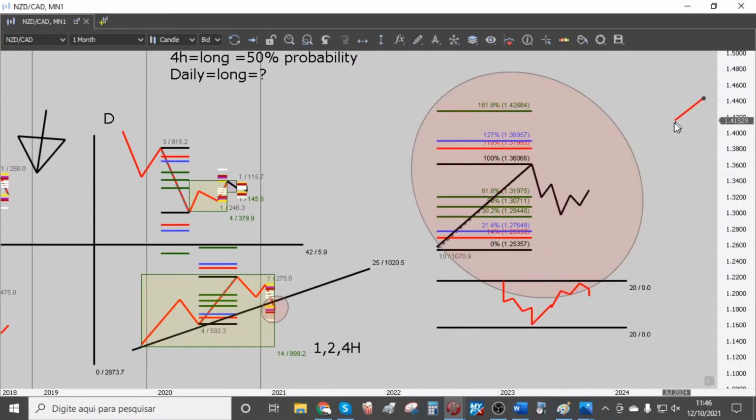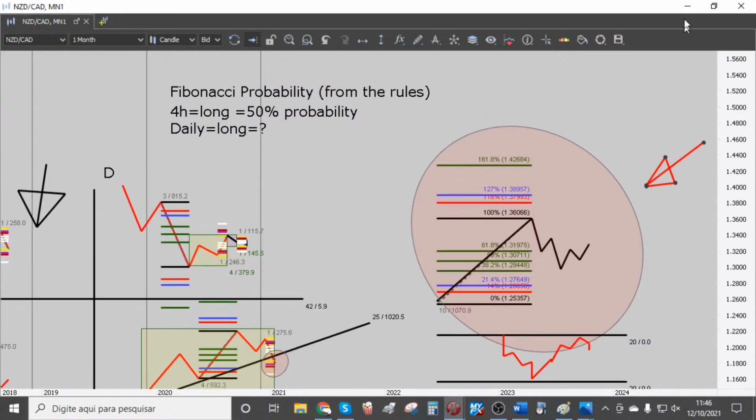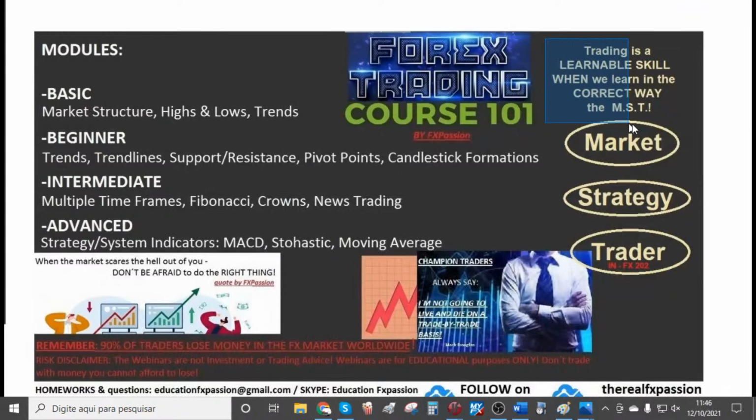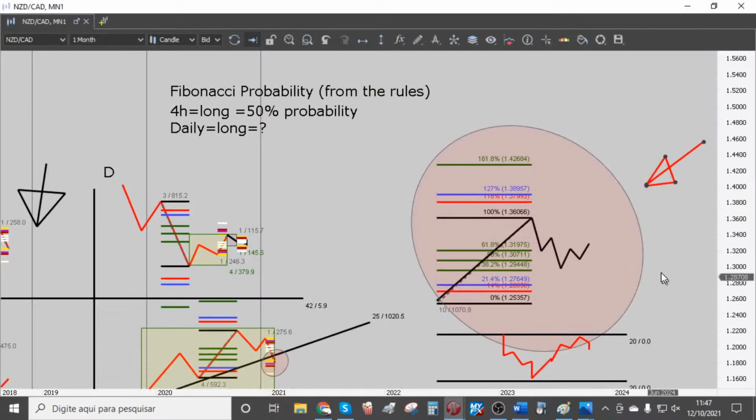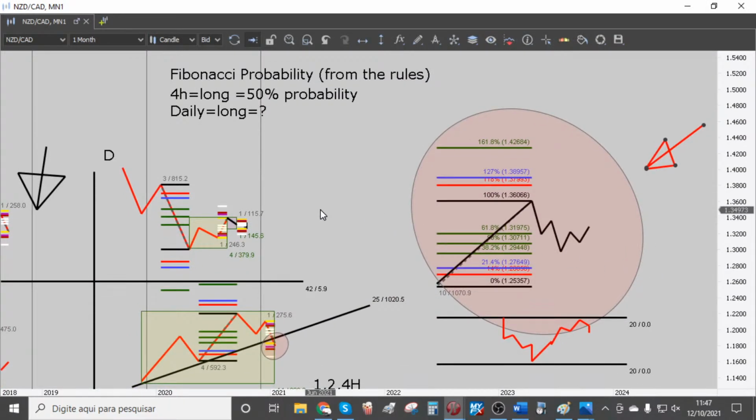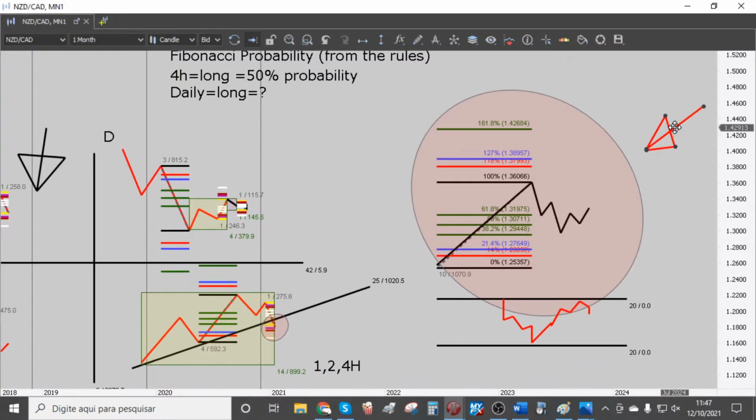And I'm telling the beginner trader, address the pattern first, forget about the other tools. This is the challenge. Trading is a learnable skill when we learn in the correct way. If you are not learning in the correct way, you are not going anywhere in the future years. Passion, I don't believe you. You are, everybody, free to believe whatever you want. But you can ask the other guys that are here for 2 years, 3 years, 4 years. Okay?